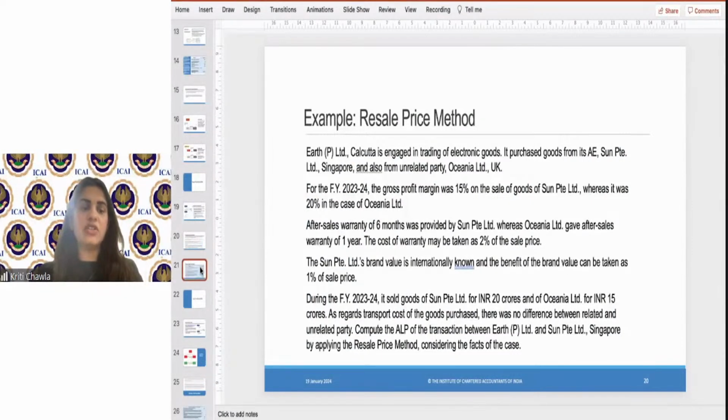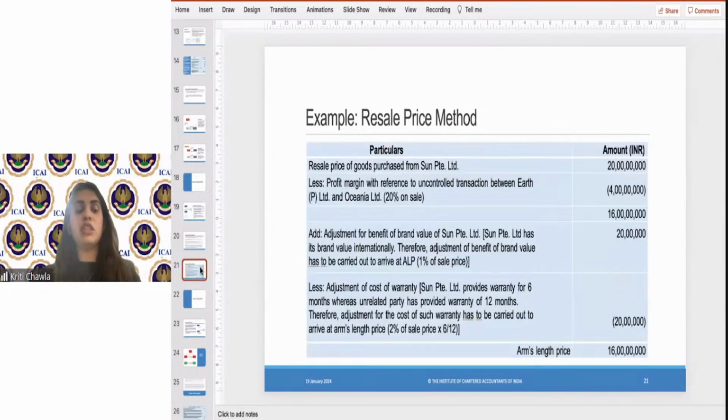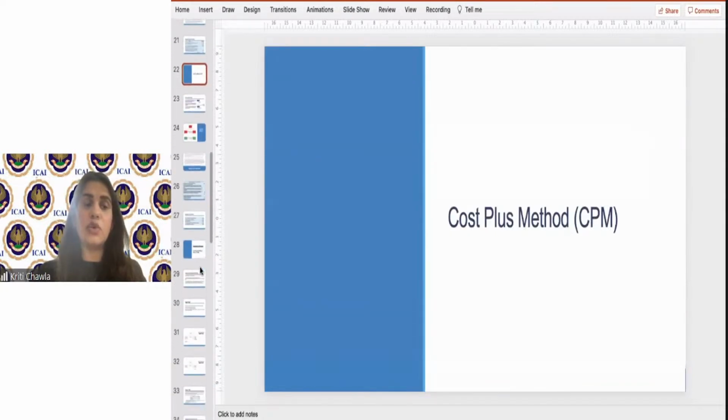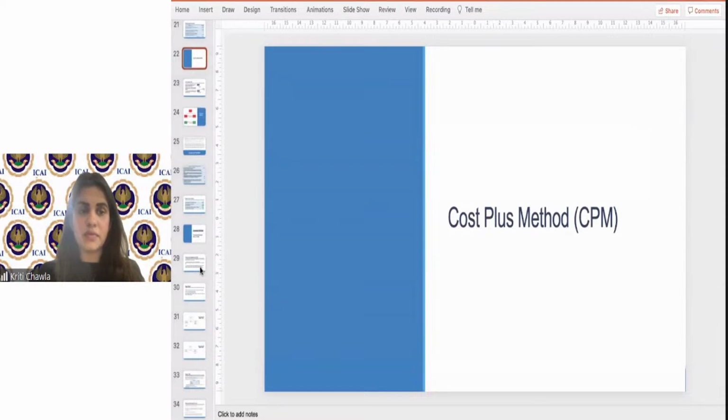Okay, any questions here on resale price method? Otherwise, we'll move to the third method, which is the cost plus method. Before we move to the cost plus method, I'd like to know if there are any questions. Okay, let's do cost plus method. If there are no questions, let's do cost plus method, and then we can take a break. But any questions before that?